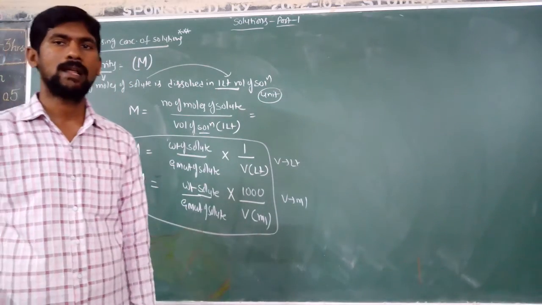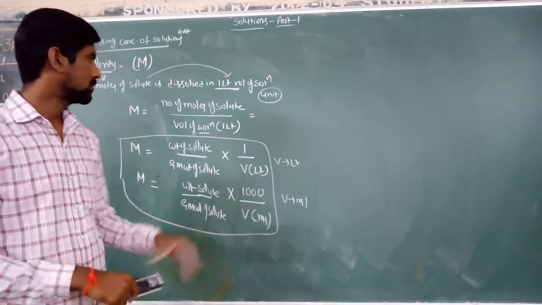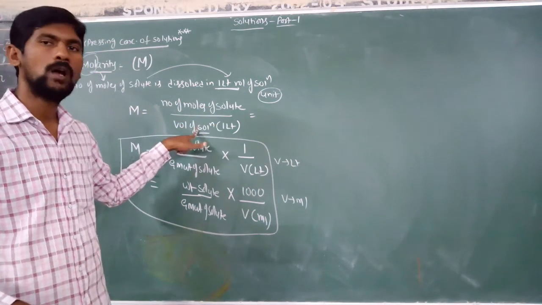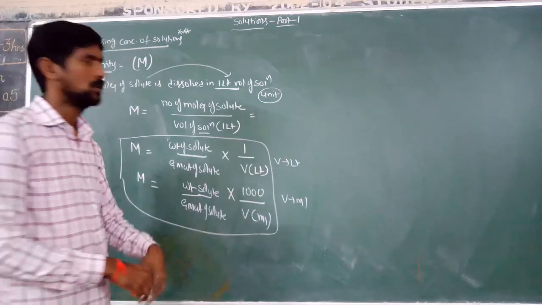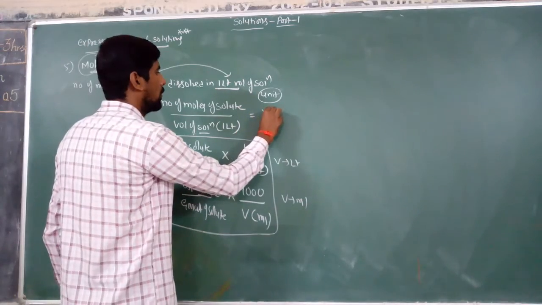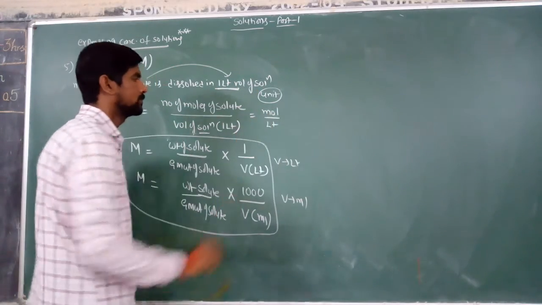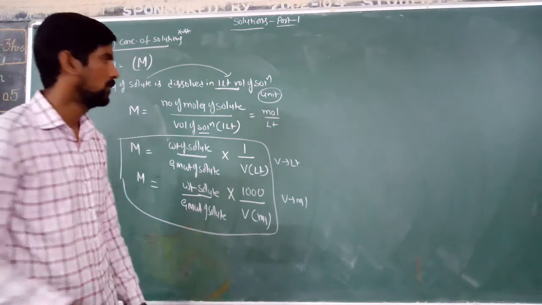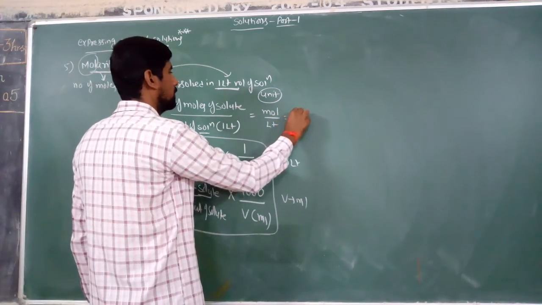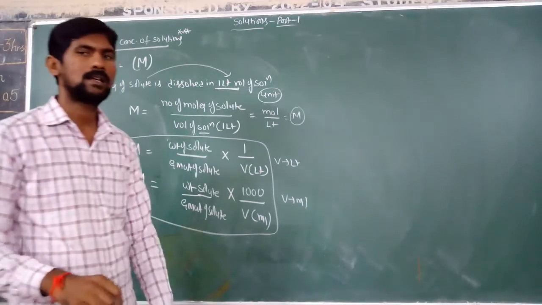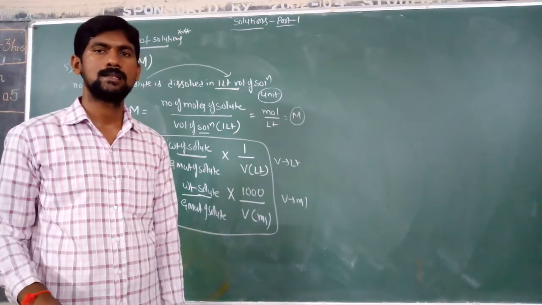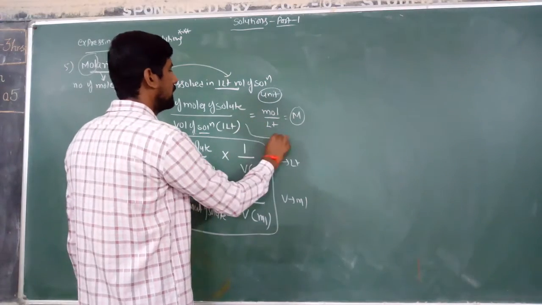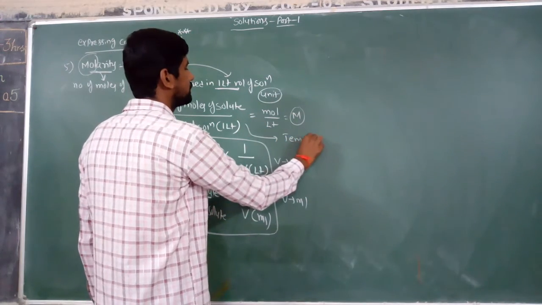What is the unit of molarity? Molarity is the number of moles by volume. So the unit is mole per liter. What is the unit of molarity? Moles per liter. While expressing concentrations, this is simply designated as capital M. So, mole per liter. And molarity is temperature dependent.